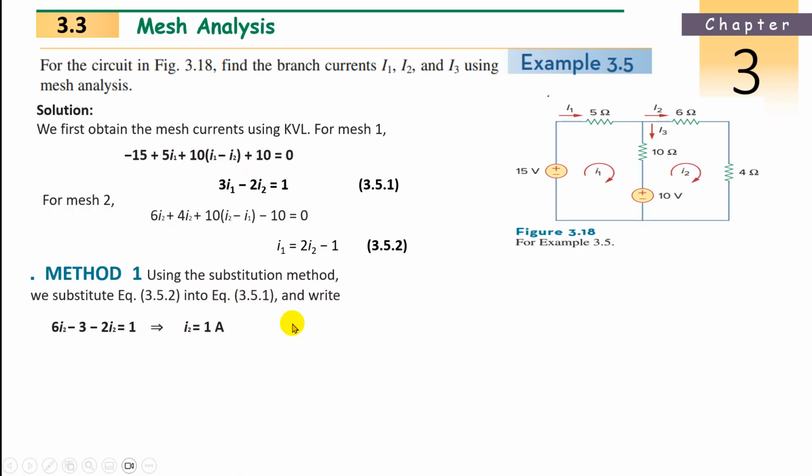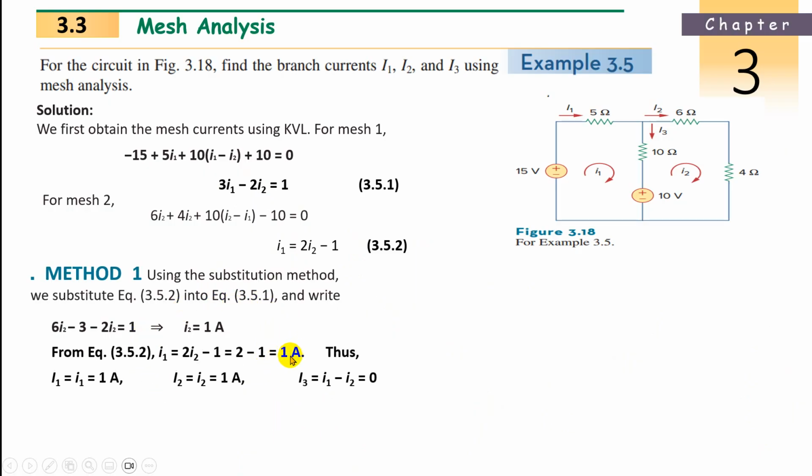That is 1 ampere. Then you will get I1, also 1 ampere. I2 is also 1 ampere. Now what is I1? Capital I1, the branch current, is nothing but small I1. That is the same, 1 ampere. What is I2? Loop current I2 is nothing but capital I2. That is also 1 ampere.